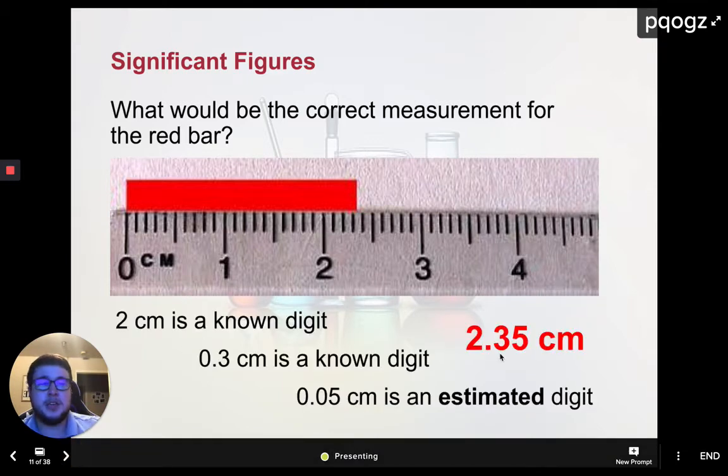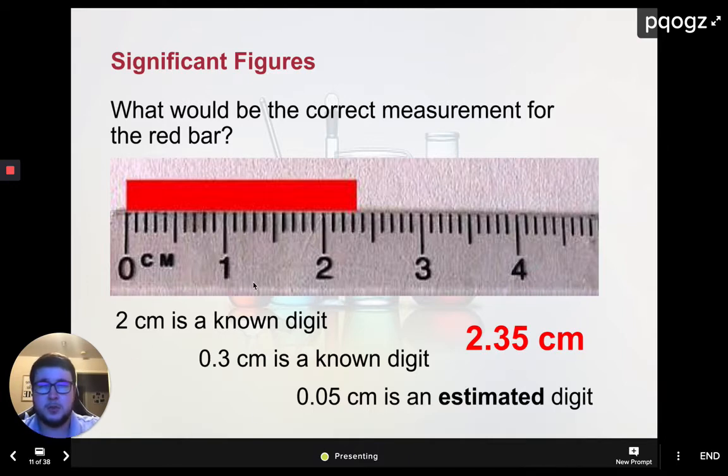All right, so if you said something like 2.35 centimeters, then great job. It didn't have to be a 5 as your estimated digit because, again, the whole point of that is you eyeball it and guess that last digit. So you could have said 2.30, you could have said 2.32. Whatever it is that you guessed as that last digit is fine, as long as you had the 2, the 3, and then some estimated digit out here, then you're perfect, okay?